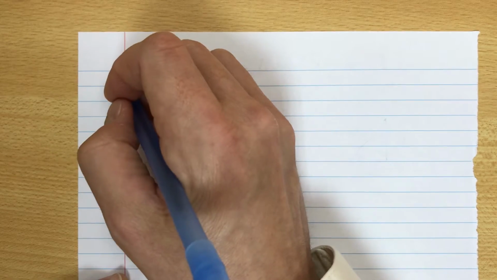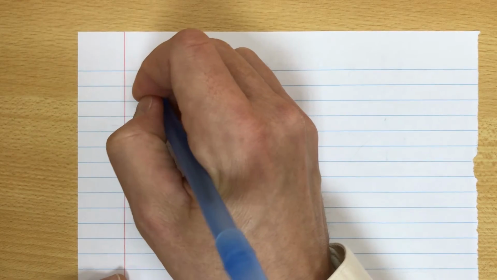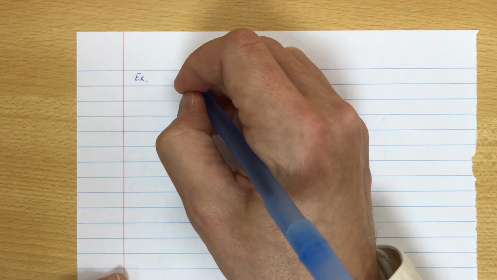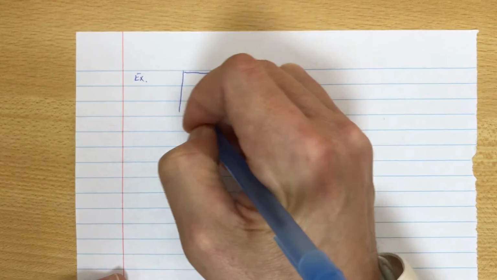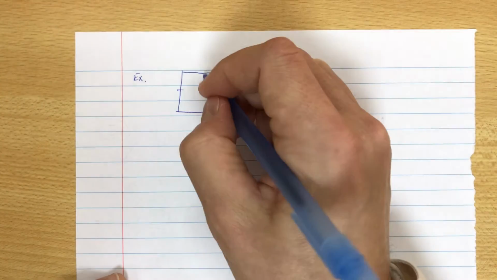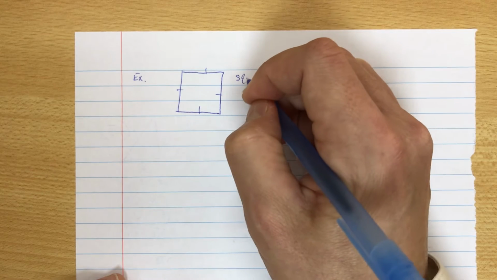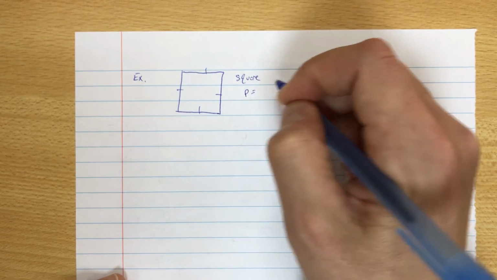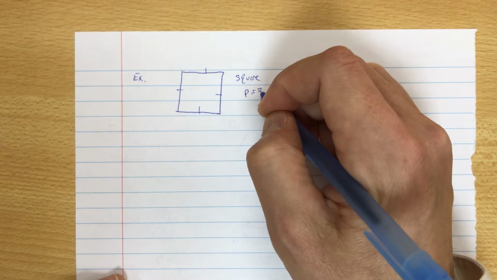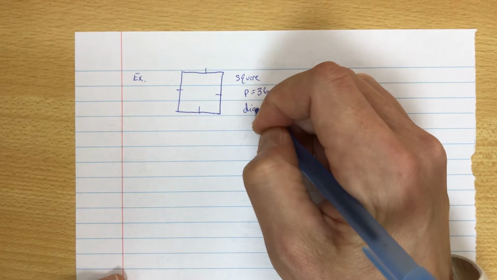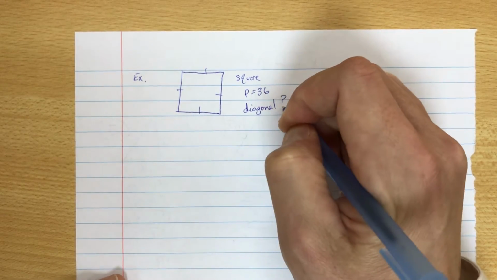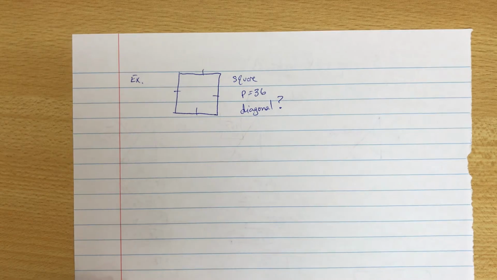All right, so now we're going to do part 2. And with part 1, just one more thing. I'll give you one more example here. If we have, let's say we have a square, and let's say I tell you the perimeter is 36. What is the length of a diagonal? Okay, I'll put a question mark there.